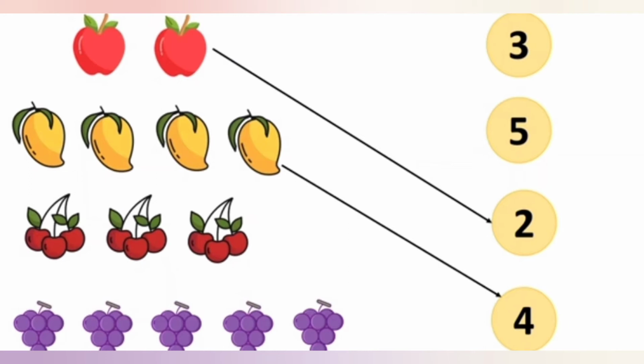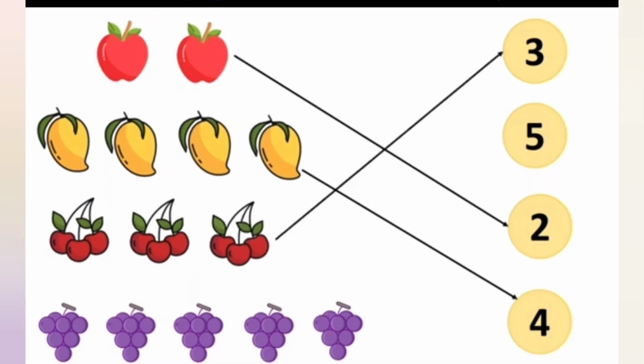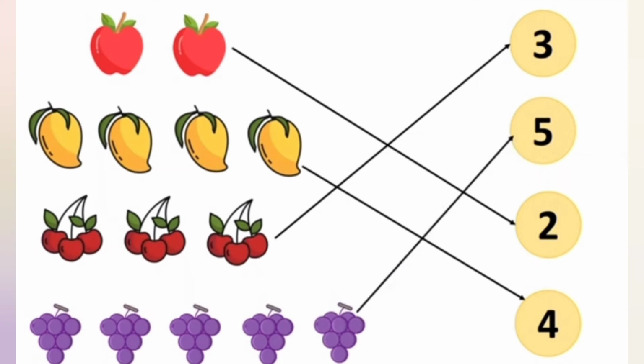Coming down to the third one, let us count the bunches of cherries. 1, 2, 3. So now we will match the bunches of cherries with the number 3. Then last, coming down, let us count how many bunches of grapes are there. 1, 2, 3, 4 and 5. So, we will match the bunches with number 5.